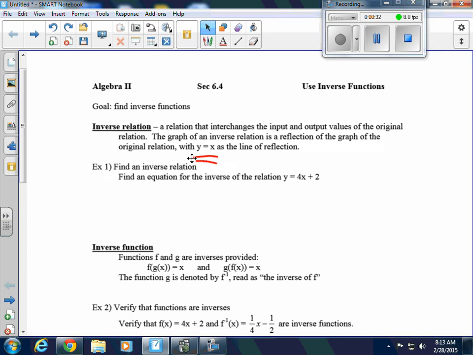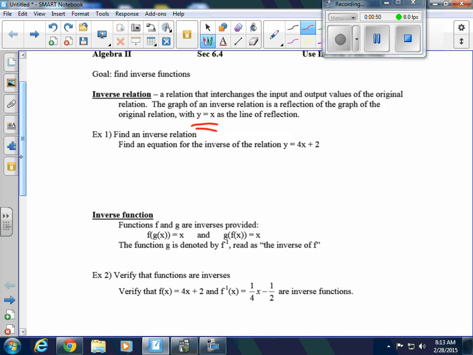So when we talk about graphing these, remember here it says we interchange the input and the output values. The input values are x values, the output values are y values, so we're really switching the variables x and y around. So when we come to example 1, that's exactly what we're going to do. We're going to find the inverse of this relation. We're going to switch x and y, and we're going to solve it. So if we do that, we get x equals 4y plus 2. So subtract 2 from both sides, we get 4y, and then we divide by 4. So we get (x minus 2) over 4 equals y.